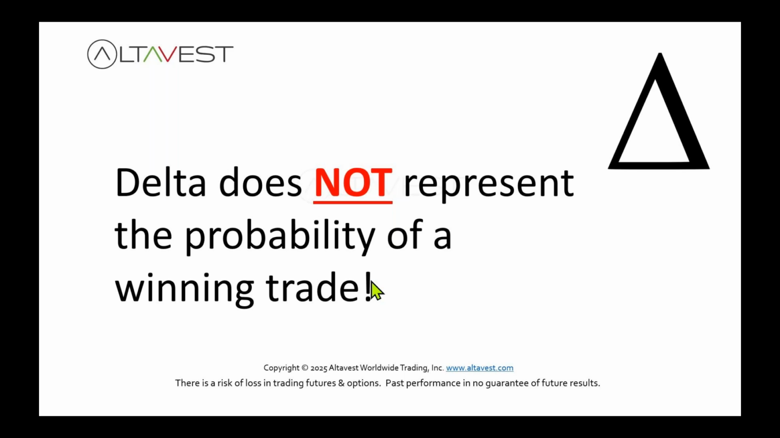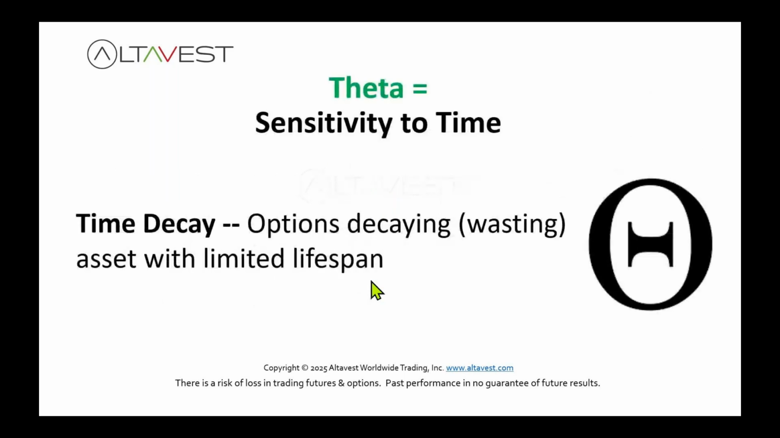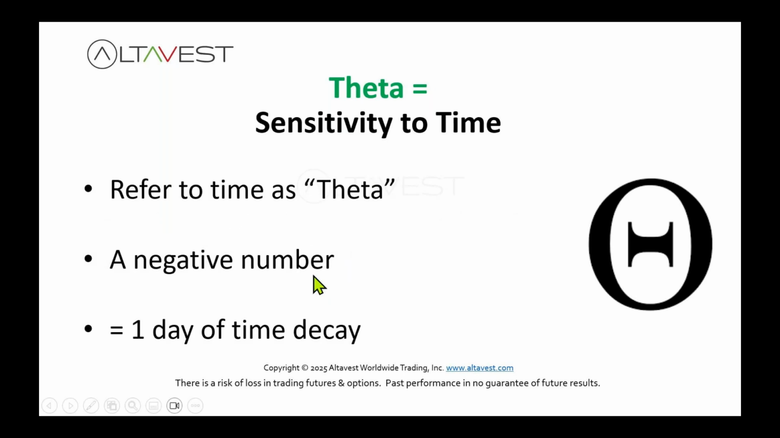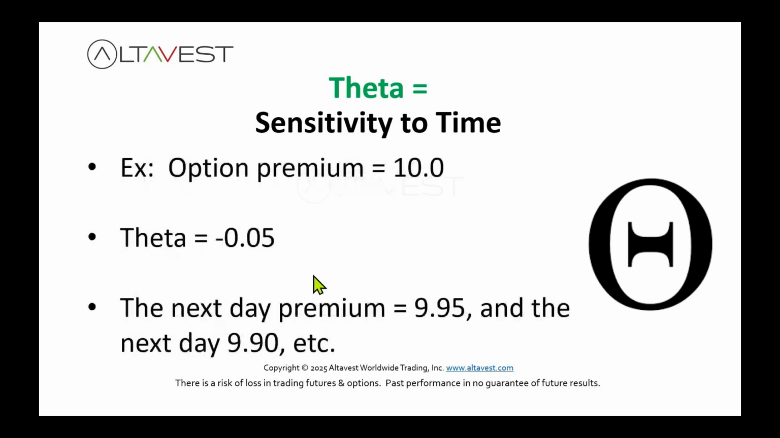That's an important distinction. And then there's theta, which is sensitivity to time. Remember, options are a wasting or a decaying asset with limited life. So theta represents time decay. It's a negative number of 1 day of time decay is what that equates to. So if an option's at 10 points and theta is negative 0.05, the next day your premium would decline to 9.95, and the next day 9.90, so on and so forth. And that's just to illustrate the theta decay.